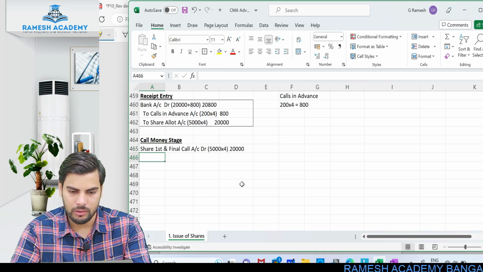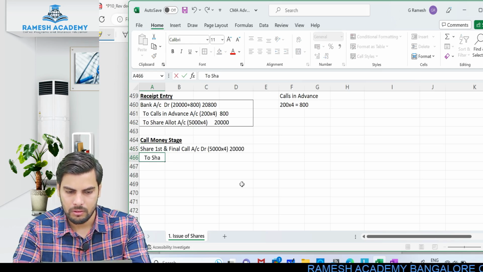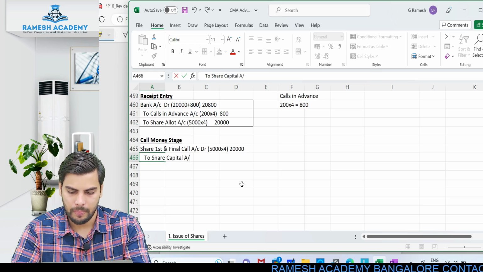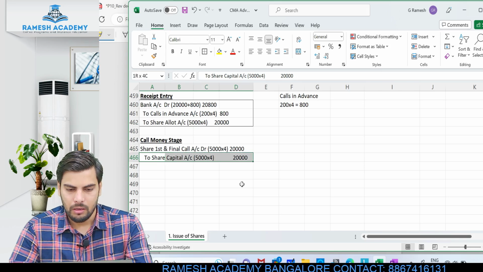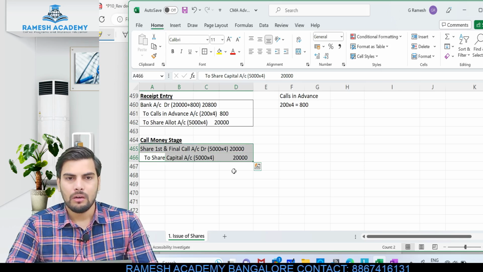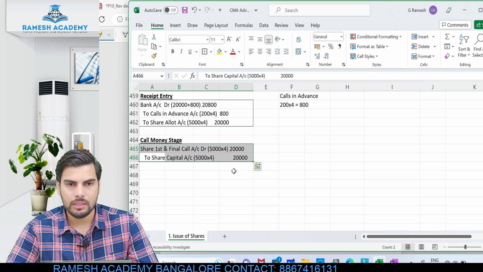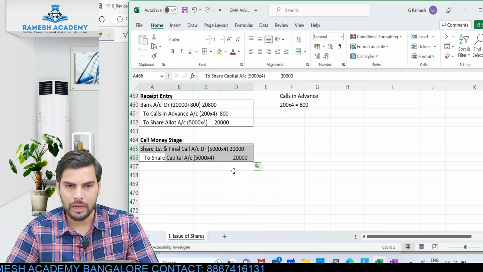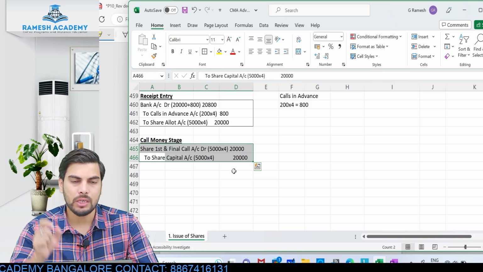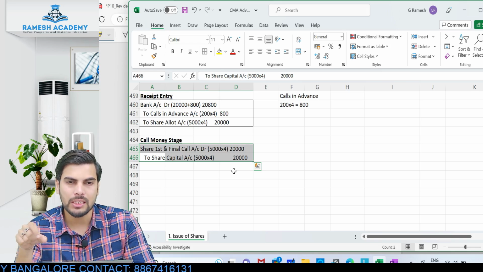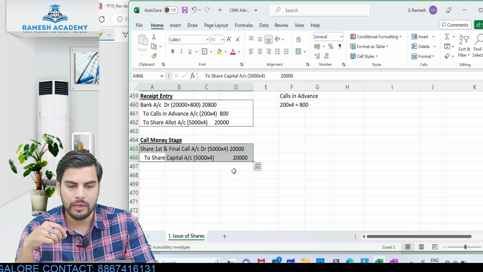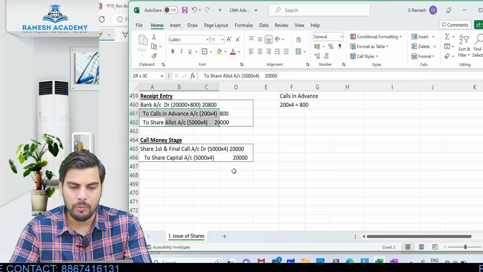This would be 20,000 rupees to share capital account, 5,000 shares into 4 rupees, 20,000 again. Now tell me, for how many shares will I actually be receiving this amount at the time of share first and final call? Totally the company issued 5,000 shares, right? Don't you think out of these 5,000 shares, one of the shareholders who was holding 200 shares has already paid this first and final call, right? Look at this, he has already paid some amount in advance.